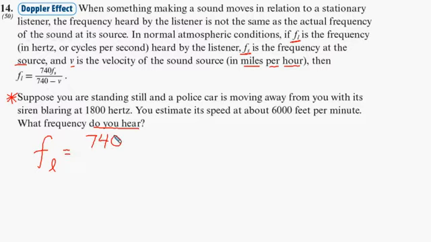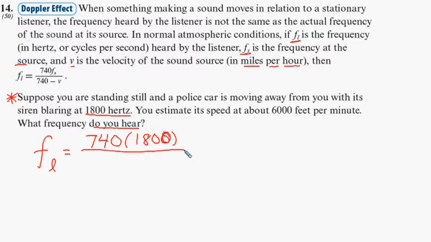Have we been given the frequency at the source? Well, it says you're standing still and a police car is moving away from you with its siren blaring at 1800 hertz. Okay, look, people, that's the frequency at the source. That's where the sound is coming from. So that is not complicated at all. And if you make it complicated, I don't know, I can't help you.